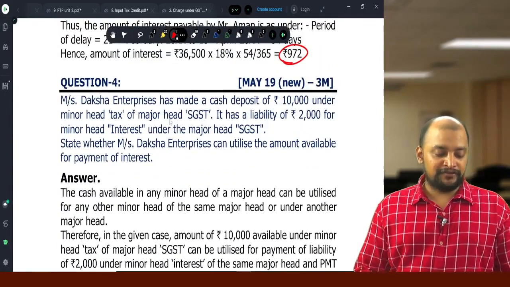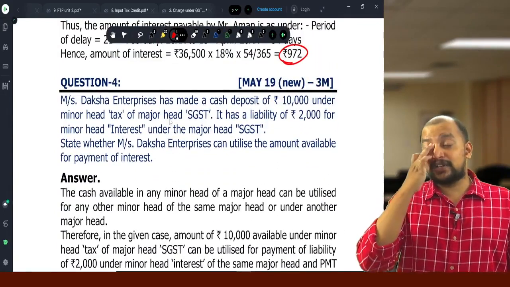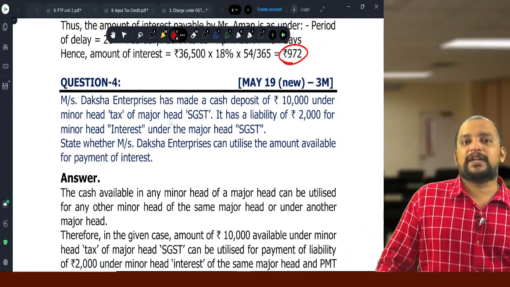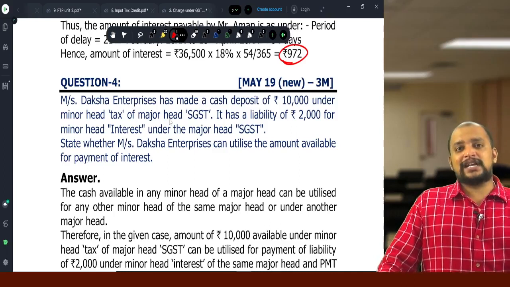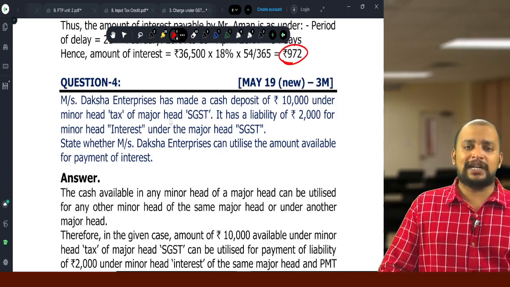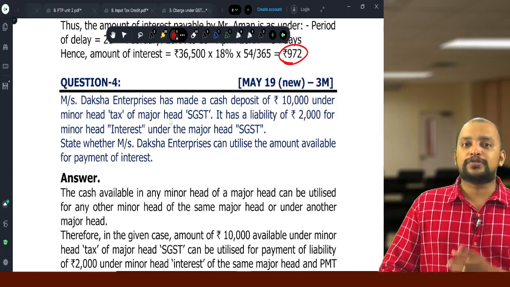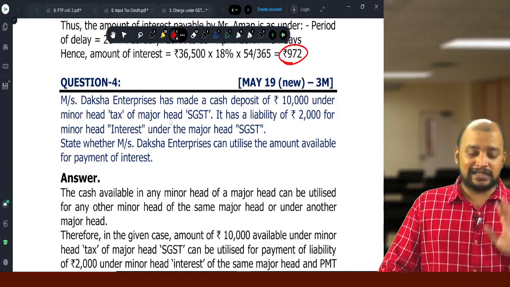Then question number 4. And what is the section that you need to refer? Section 50. Actually, there are only two sections in this chapter, payment process: section 49 and section 50. Section 49 is about the ledger. Section 50 is about interest on account of delay in payment of tax. Then two rules, rule 86B and 86A.